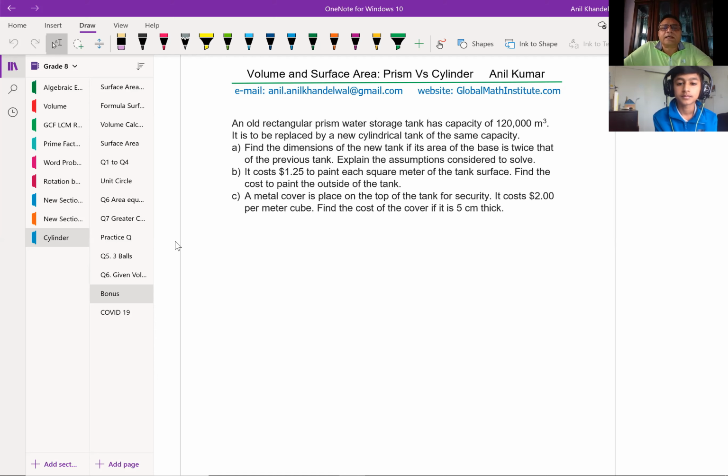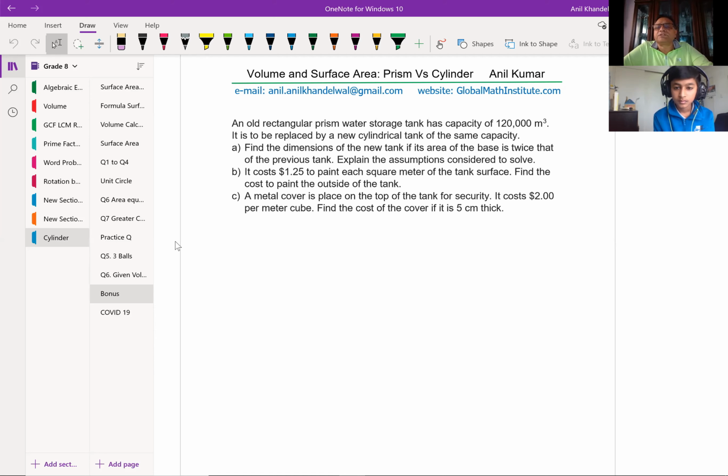Now, we have very interesting question here. An old rectangular prism water storage tank has capacity of 120,000 meter cube. So it is a rectangular prism water storage tank with a capacity of 120,000 meter cube. It is to be replaced by a new cylindrical tank of the same capacity, right? Volume. Find the dimensions of the new tank if its area of the base is twice that of the previous tank.